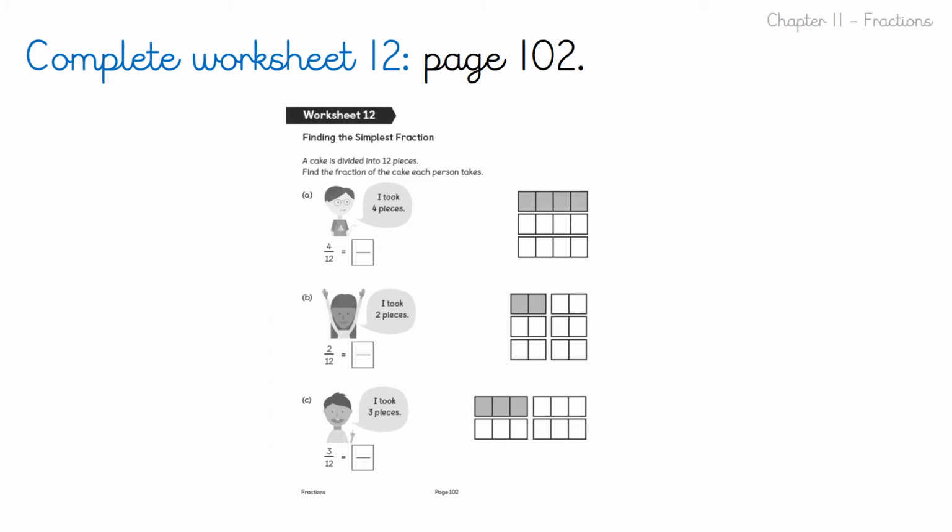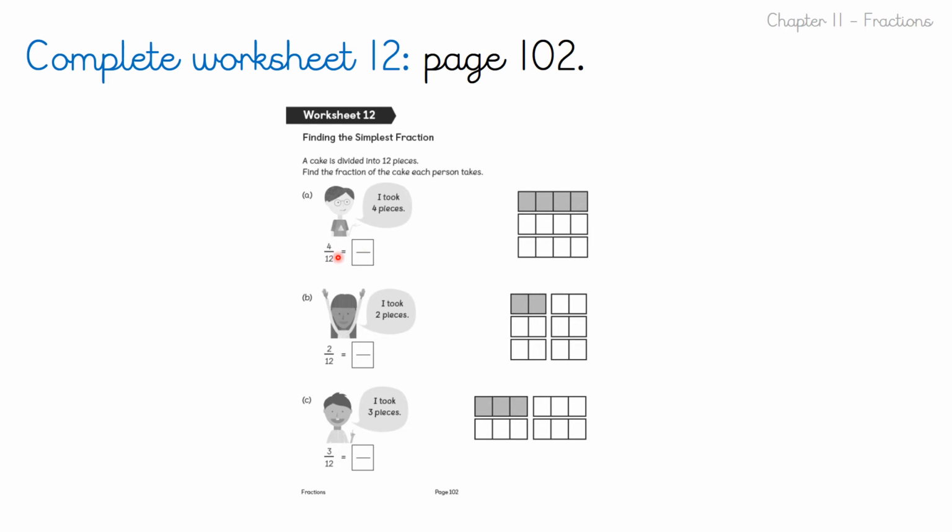Now it's your turn to complete page 102. It says, a cake is divided into 12 pieces. Find the fraction of the cake that each person takes. Remember, we are looking for the simplest fraction. We are looking for an equivalent fraction, but we want it to be smaller.